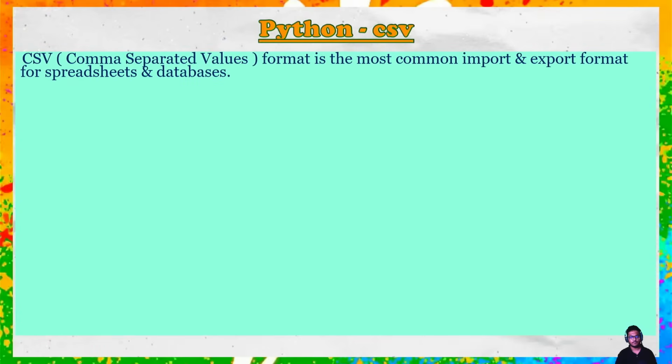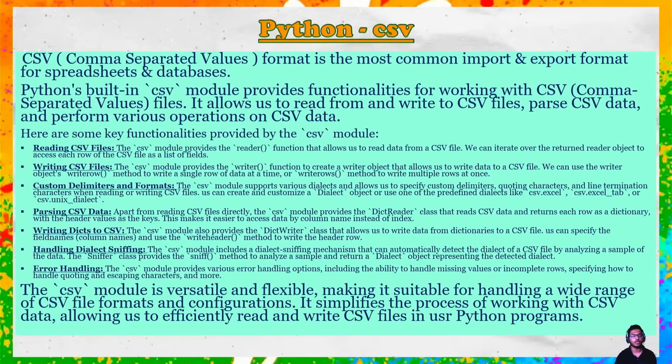Now comes the Python CSV library. CSV is simply a type of file extension, like an Excel sheet, and the full form of CSV is comma separated values. Python's built-in CSV module provides functionalities for working with CSV files.